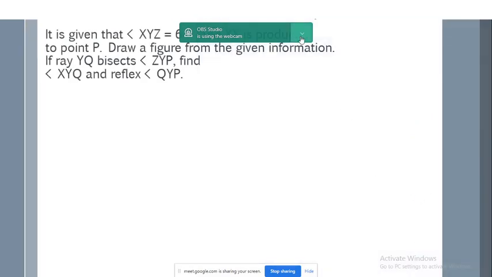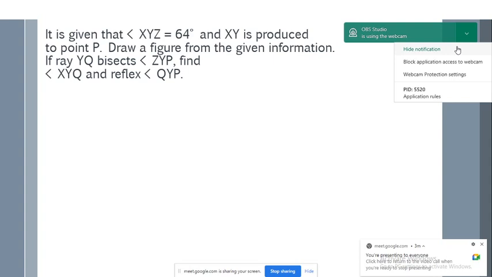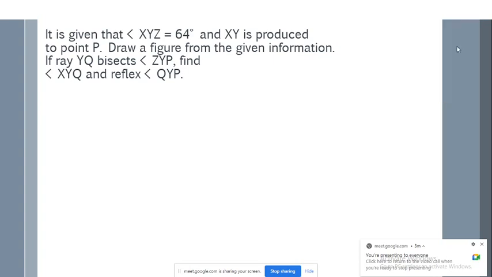Yes, Harika. Okay, Harika, can you read the question? Yes, ma'am. It is given that angle XYZ is equal to 64 degrees and XY is produced to point P. Draw a figure from the given information. If ray YQ bisects angle ZYP, find angle XYQ and reflex angle QYP.